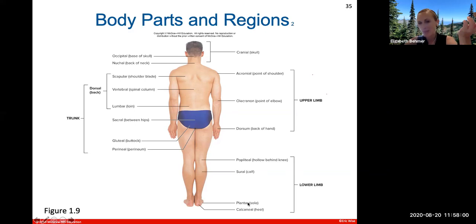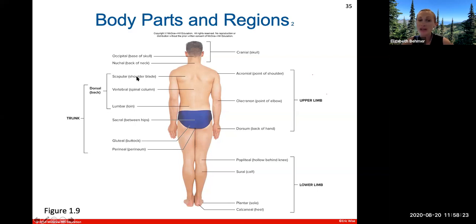So you might have heard of plantar fasciitis, which is a disorder with the plantar region of your foot, with some of the ligaments there. The calcaneal region, that's your calcaneus, your heel bone, and the Achilles tendon is also called your calcaneal tendon. So a lot of these regions, again, will be important for naming the structures within them.